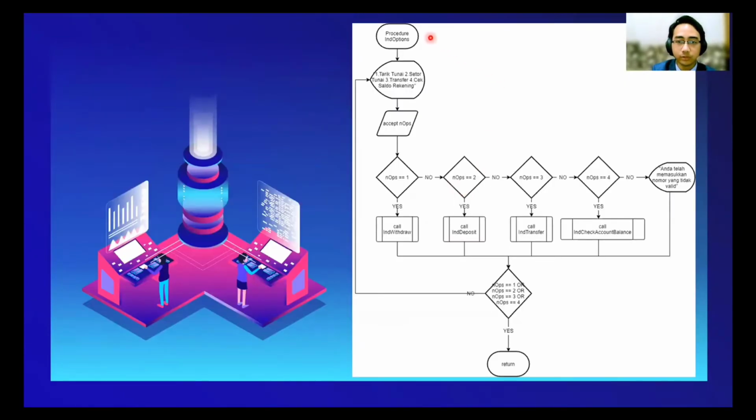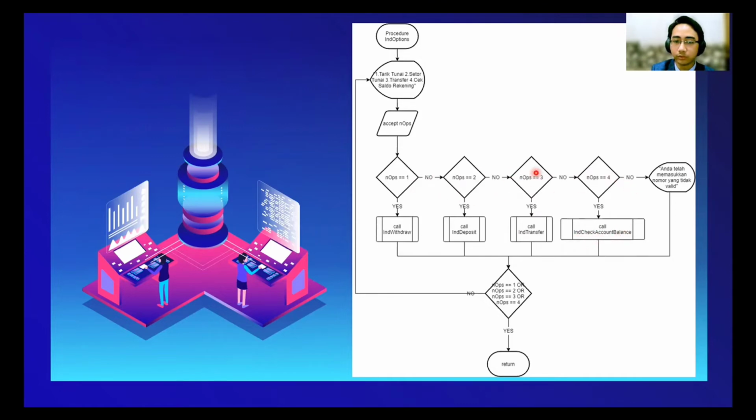And then we go into the procedure END options. It will display 1 tarik tunai, 2 setor, 3 transfer, 4 check saldo rekening. It will accept the N options from the user. If the user inputs 1, it will call END withdraw. If the user inputs 2, it will call END deposit. If it's 3, it will call END transfer. If it's 4, it will call END check account balance.